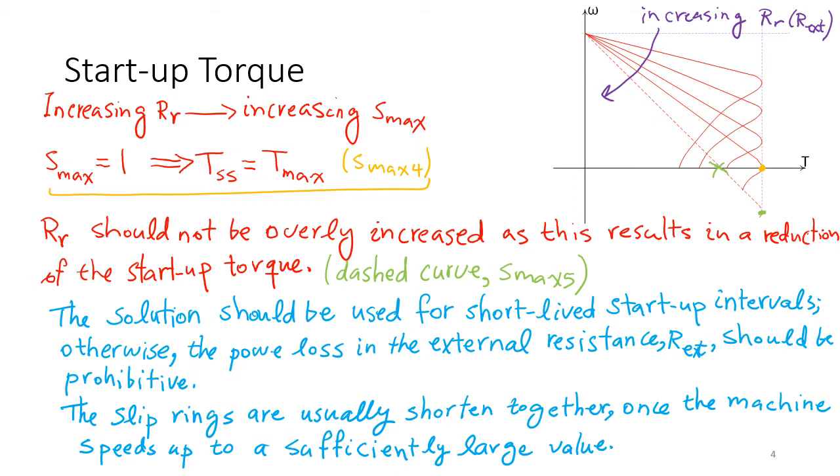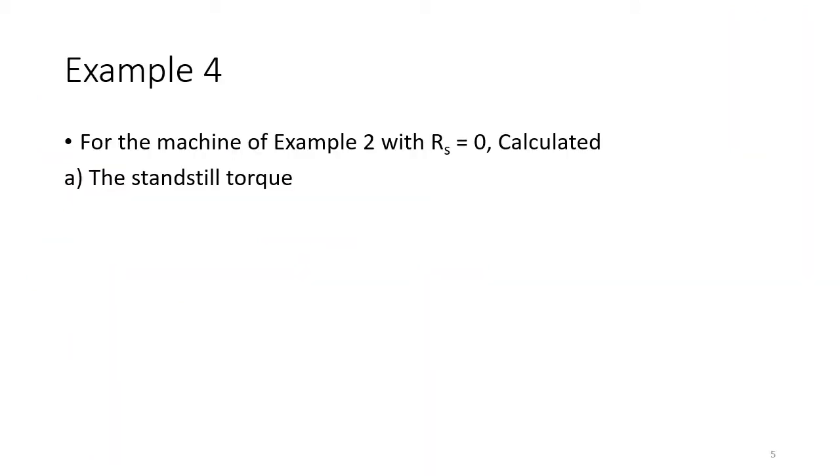Any question up to here? No question? Everyone done writing? Okay. So let's do one example. The machine of example 2 with RS equal to 0, calculate the standstill torque.